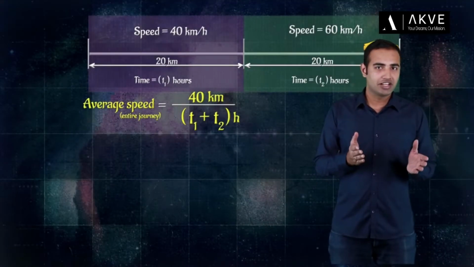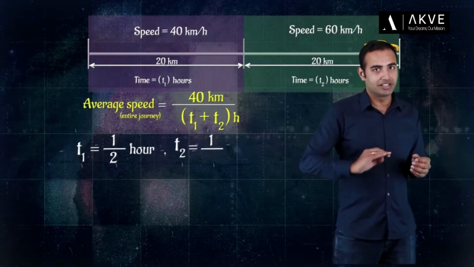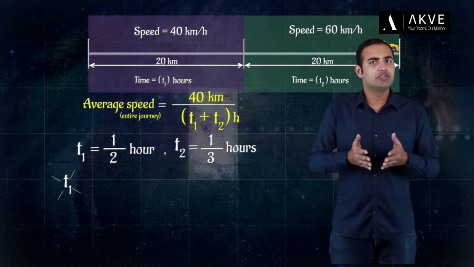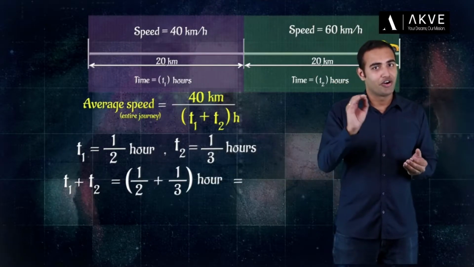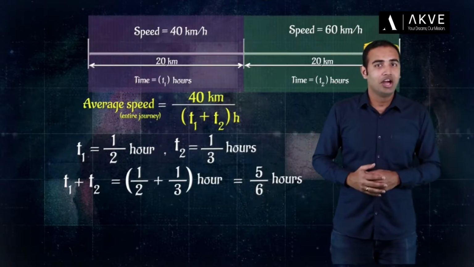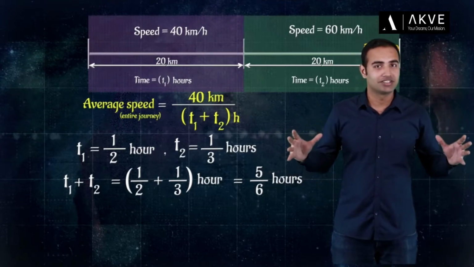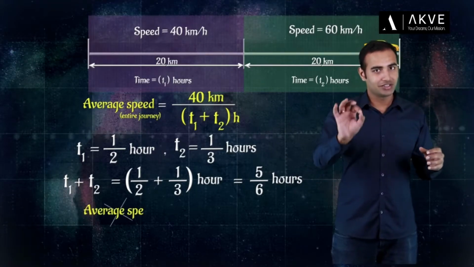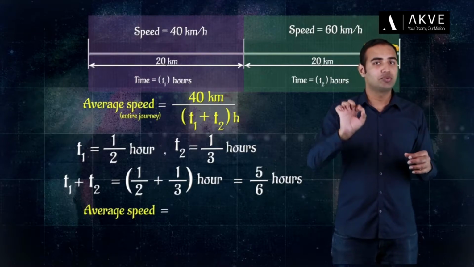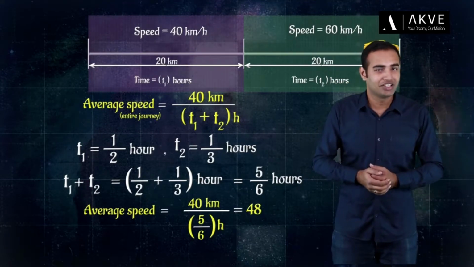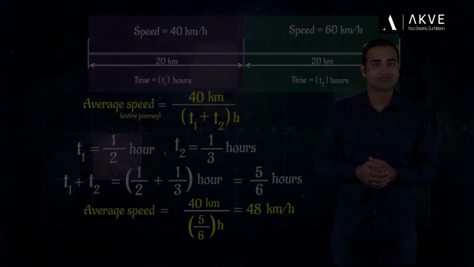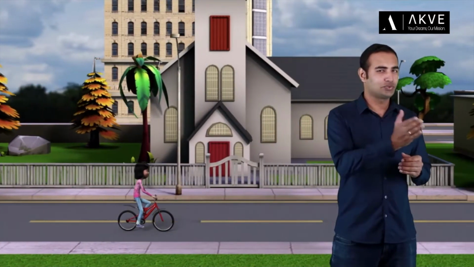So we have obtained the values of T1 and T2 independently. So what do you think is the value of T1 plus T2? Well, it's nothing but 1 by 2 plus 1 by 3 or 5 by 6 hours. So the average speed for the entire duration, which was nothing but total distance covered upon total time taken, comes out to be 40 divided by 5 by 6. And the final result is nothing but 48 kilometers per hour. Great. Let's see the next question now.